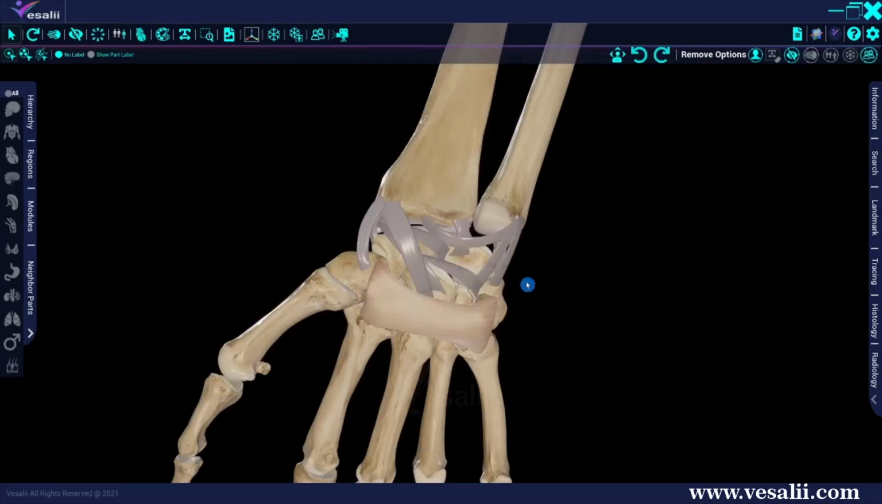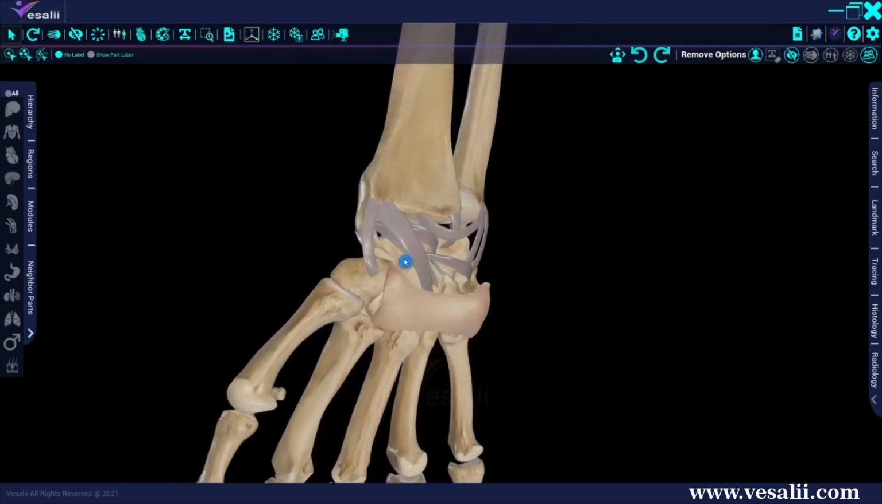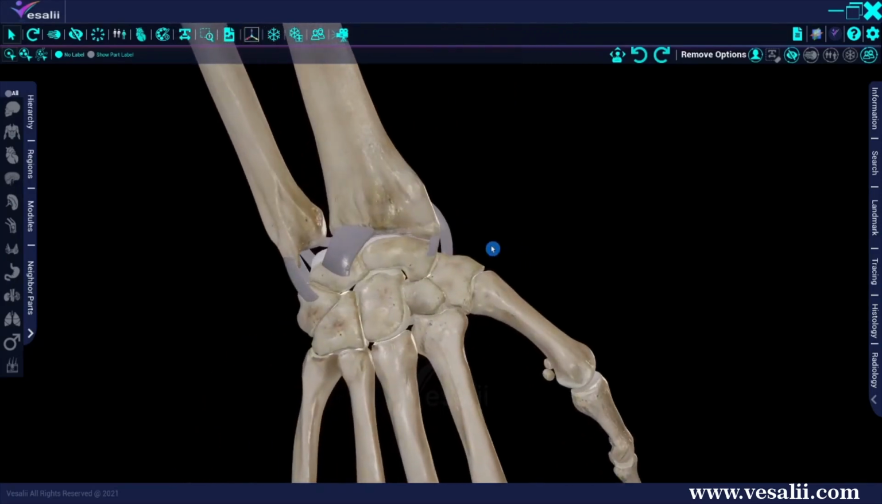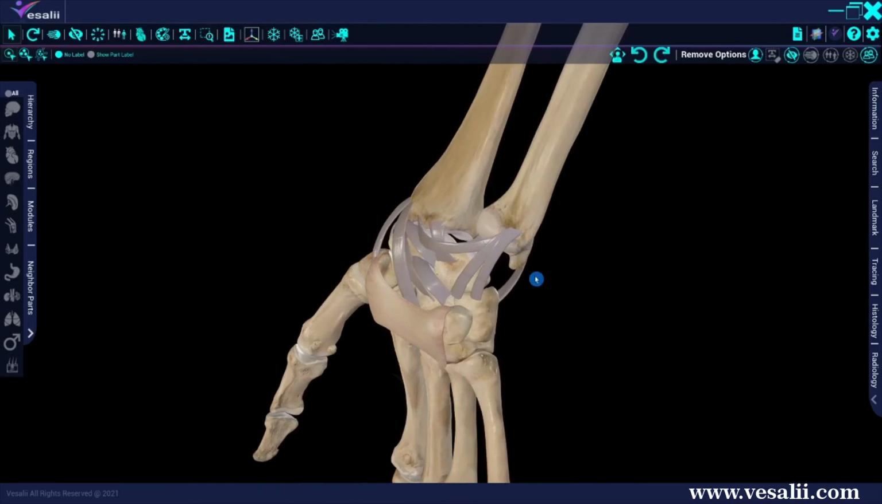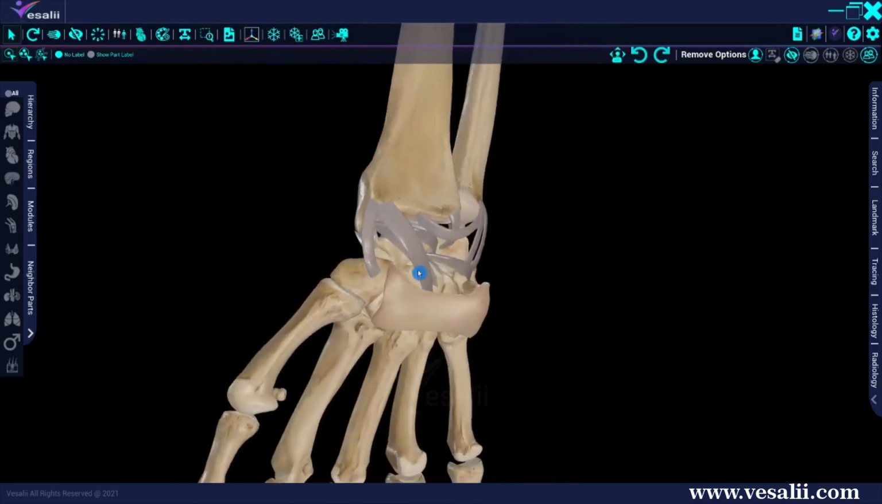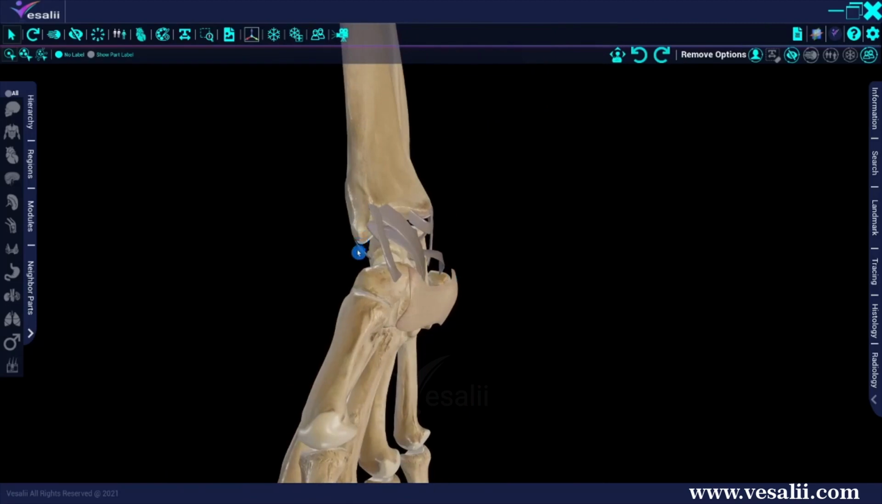The wrist joint is mainly stabilized and strengthened by 4 ligament groups. These are the palmar radiocarpal ligaments, the dorsal radiocarpal ligaments, the medial or ulnar collateral ligament, and the lateral or radial collateral ligament.